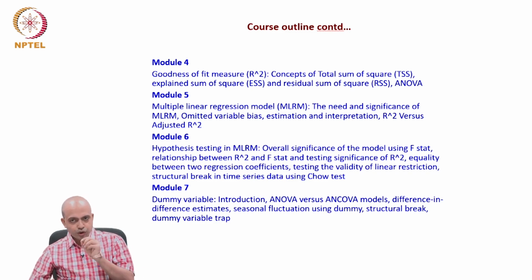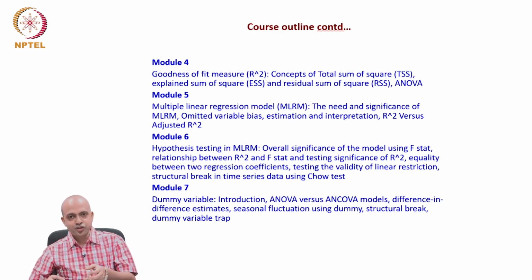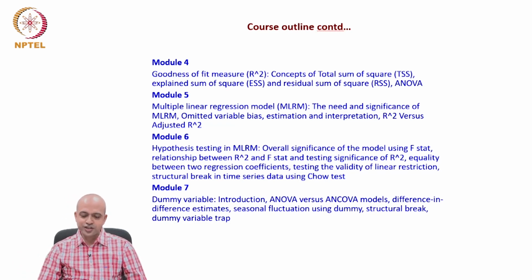So, we need to derive a different but related concept that will help us compare the goodness of fit measure across different models with different numbers of explanatory variables, and there the adjusted R square enters into the picture. We will learn what is the definition and meaning of adjusted R square, and what is the relationship between R square and adjusted R square in the context of multiple linear regression model.